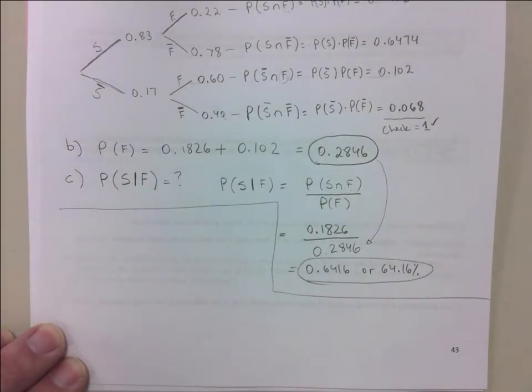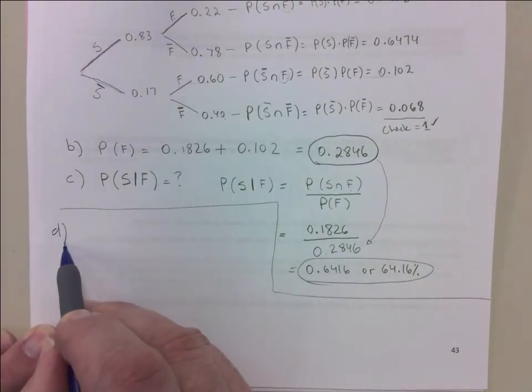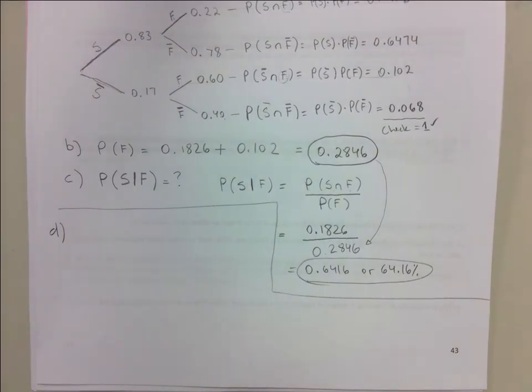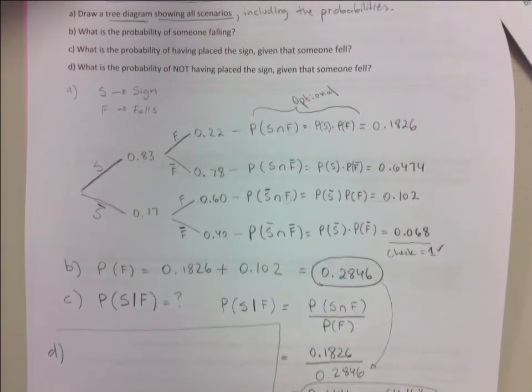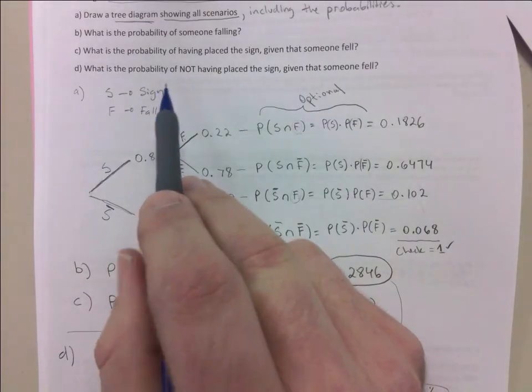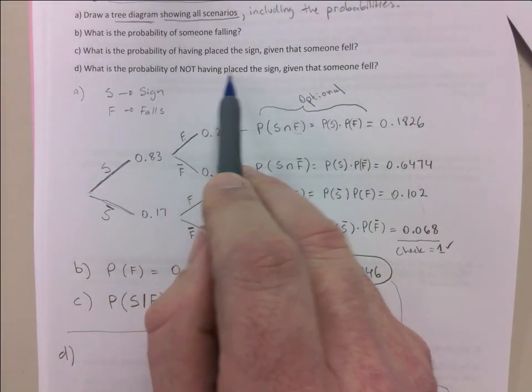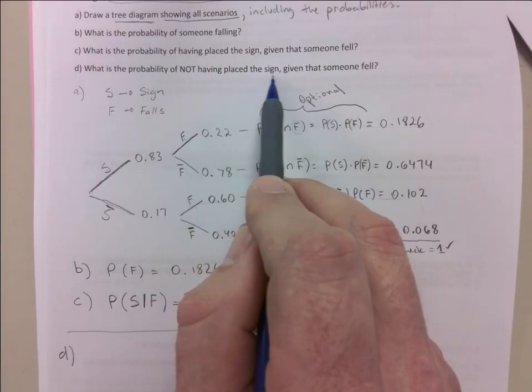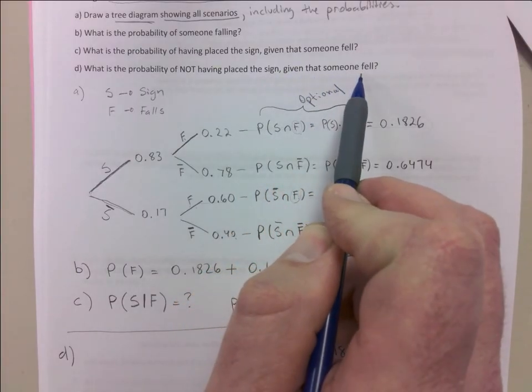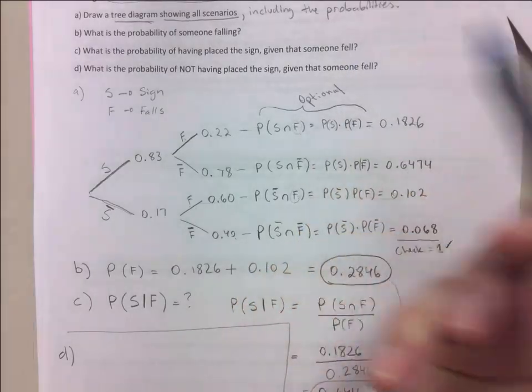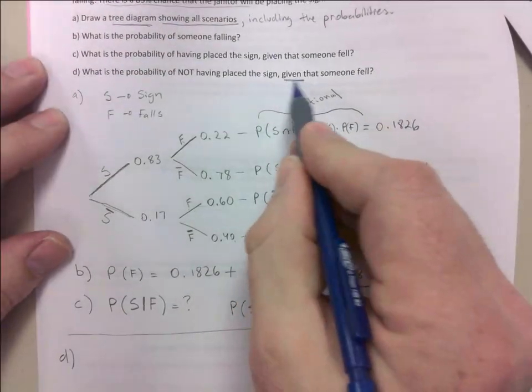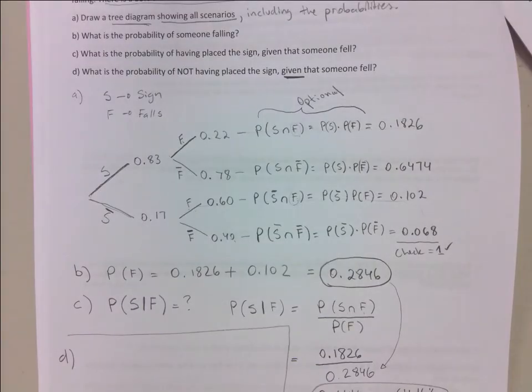I'll do one more. You ready? This is where you come in. What is D asking for? Let's translate that. What is the probability of not having placed a sign given that someone fell? See that given? Okay. Can I translate that? I'm going to try to give you a different scenario, different terminology that they would have used.